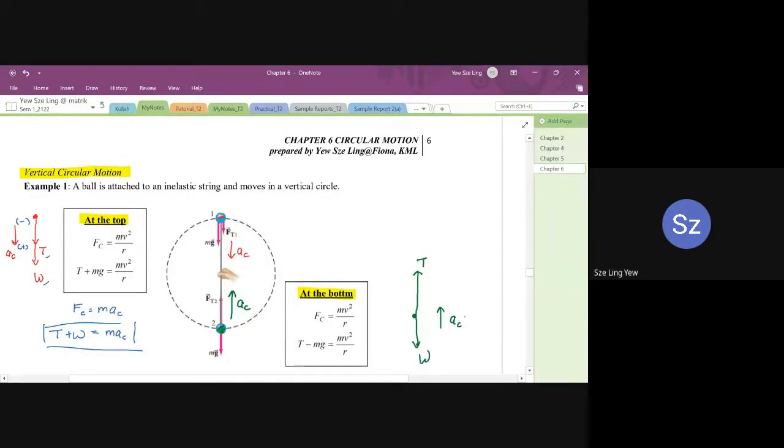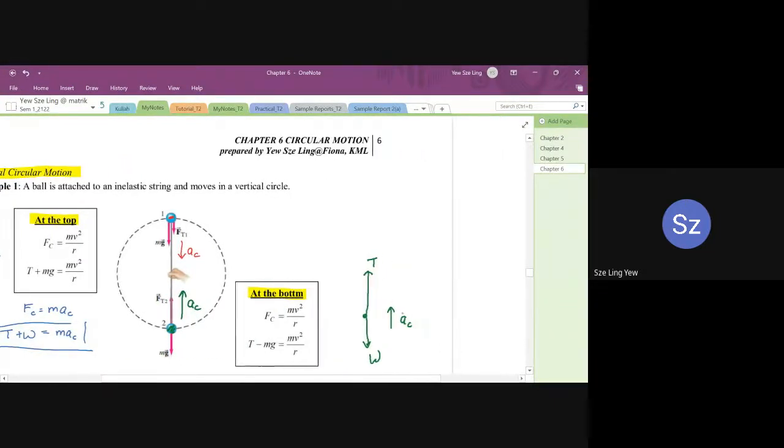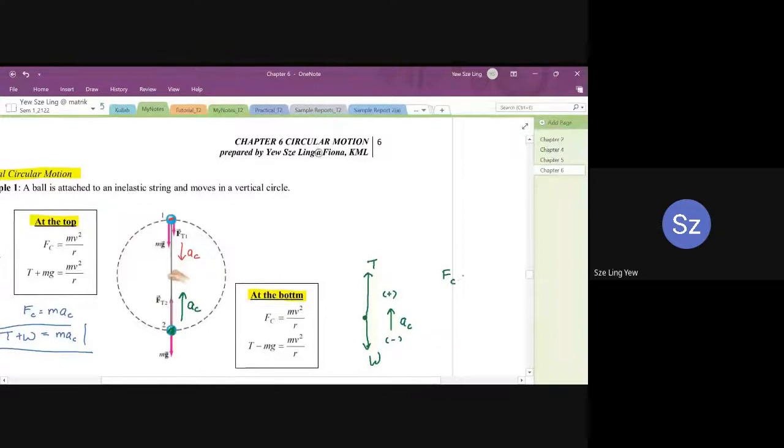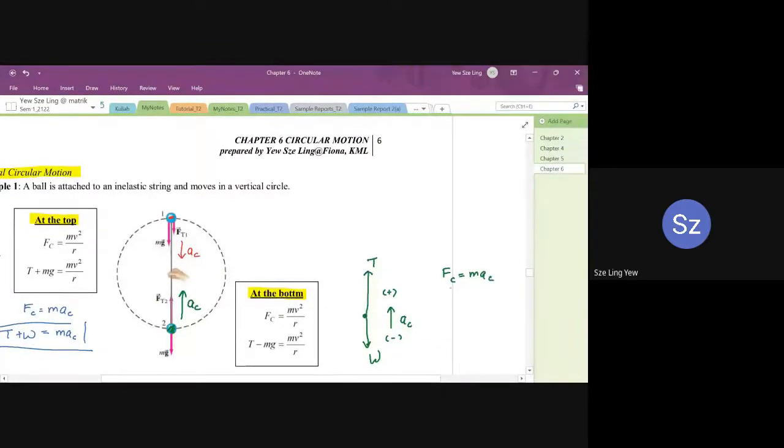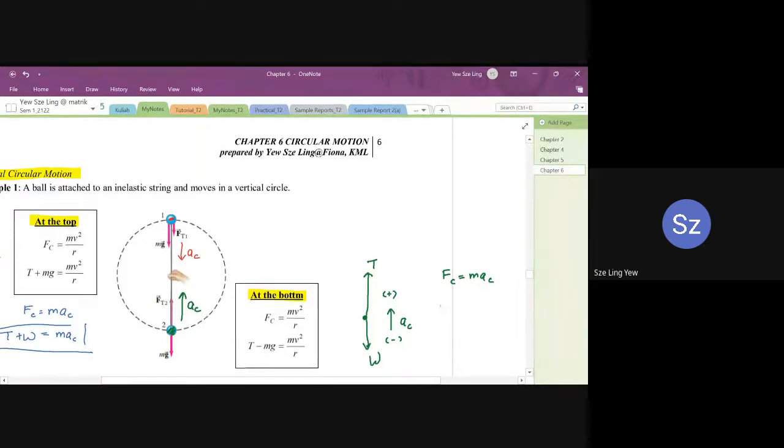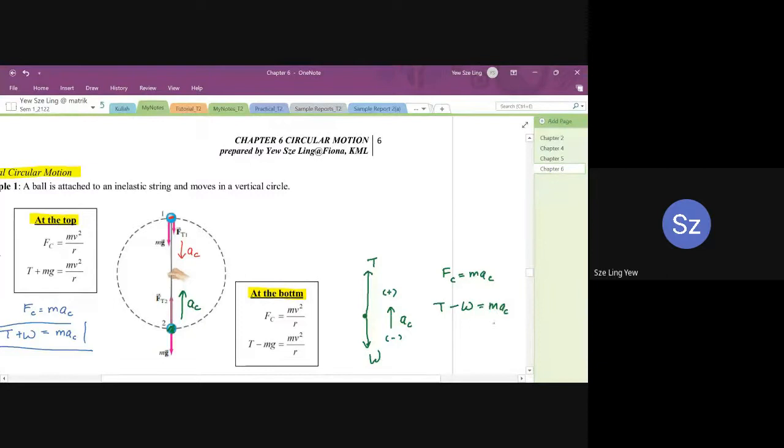So from here, we can then determine the directions. Upward is the positive direction, downward is the negative direction now. So again, repeat the same thing. FC equals MAC. So FC, what do we have? Upward is positive, therefore T minus W equals MAC. Done. That is the equation for when the object is at the bottom of the vertical circular motion.